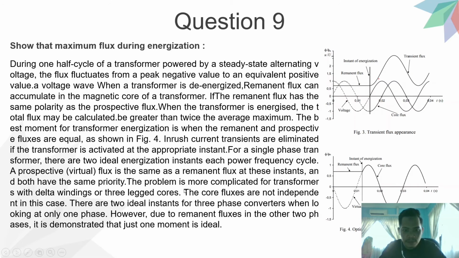The problem is more complicated for a transformer with delta winding on a 3-leg core. The core fluxes are not independent in this case. There are two ideal instants for the 3-phase transformer when looking at only one phase. However, due to the remaining flux in the other two phases, it is demonstrated that just one moment is ideal.